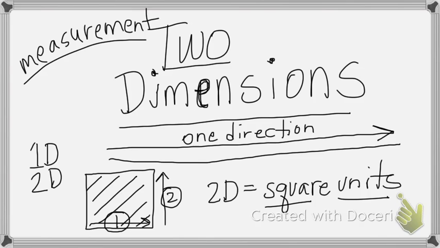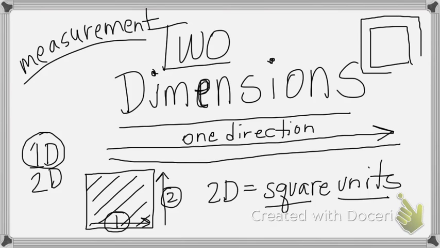Okay, so we have 1D, we're measuring in one direction. And this one direction does not have to be just one straight line. We could look at a square and measure around its outside, or what we call its perimeter. And perimeter is also a one-dimensional measurement.